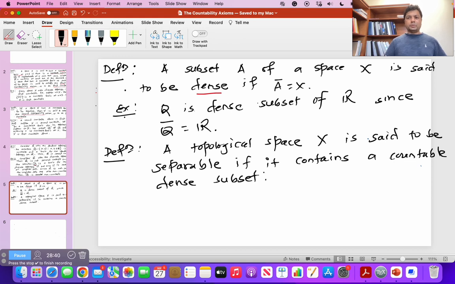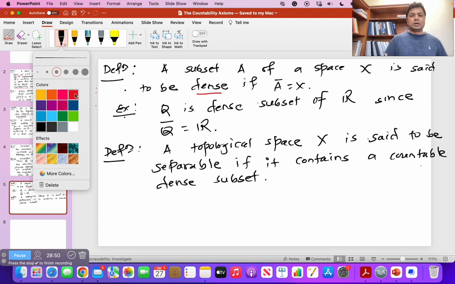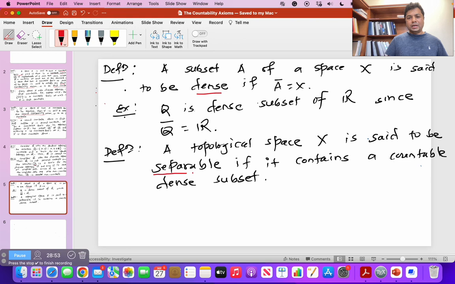So if you have a topological space that has a countable dense subset, then that topological space is called separable. Now, if you remember, I think it was in section 23, that was about the connected space. We introduced the concept of separation in that lecture. It was about the lecture for connectedness.